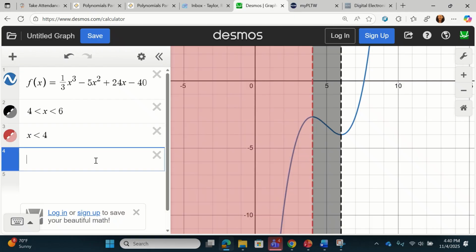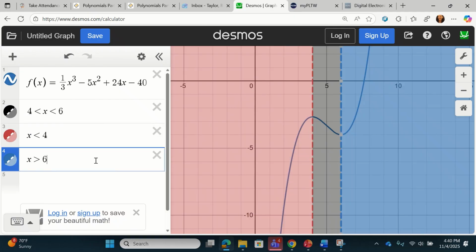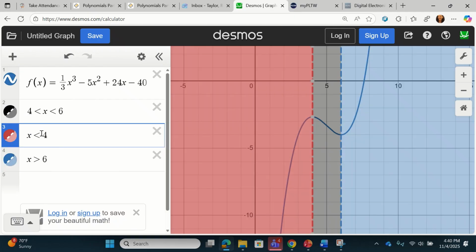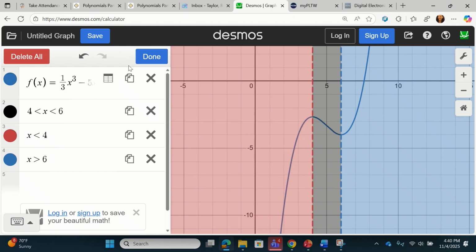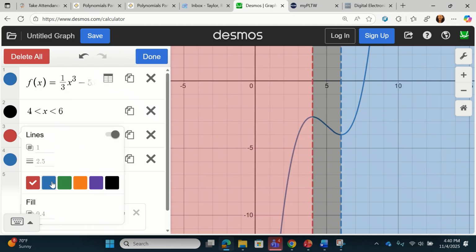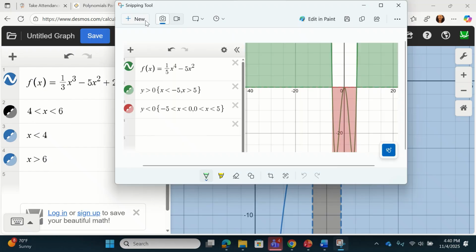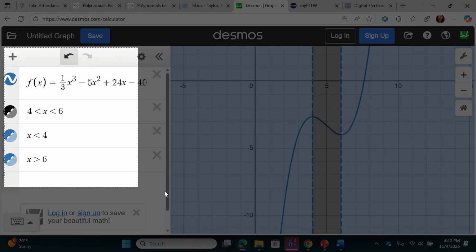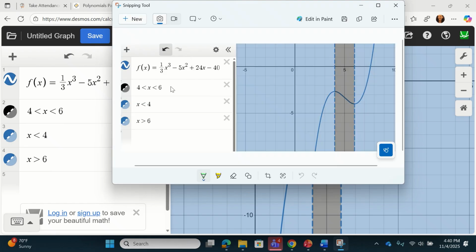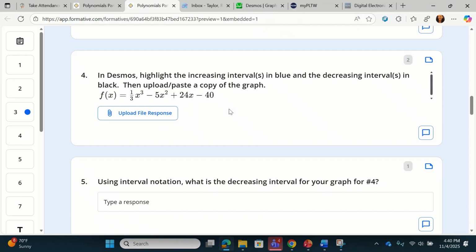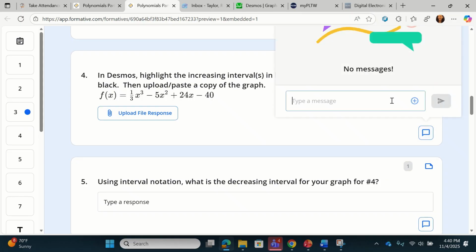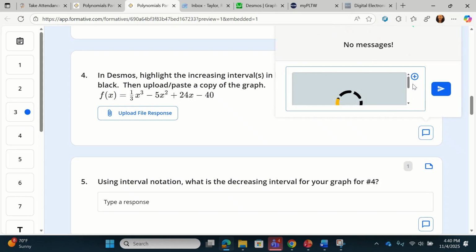X is less than 4. X is greater than 6. And that needed to be blue, and this one came back as not blue, so let's redo that. There we go, and we've got our screenshot ready to go. And do give me the whole thing so that I can see it. And let's go paste that in, and we're trucking on through this.